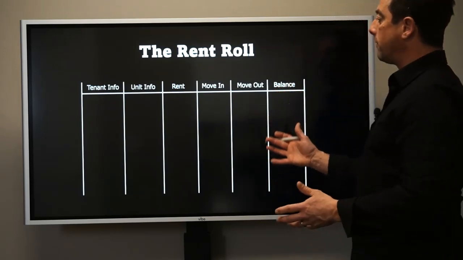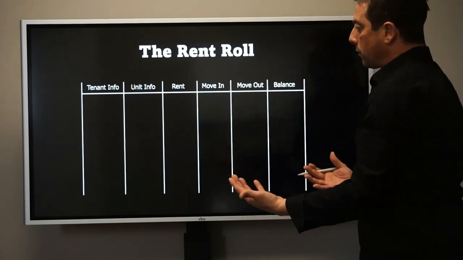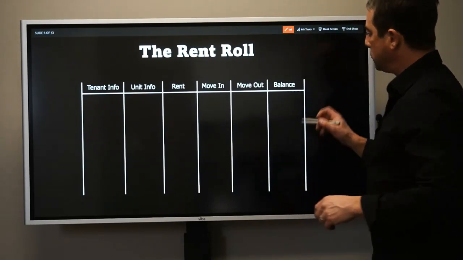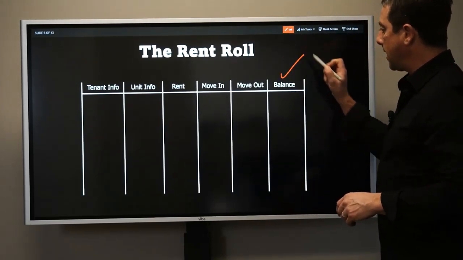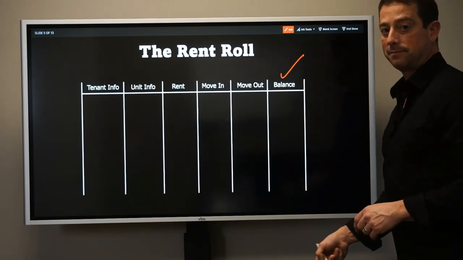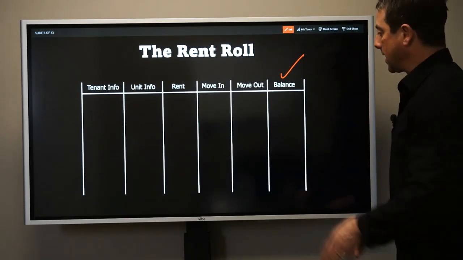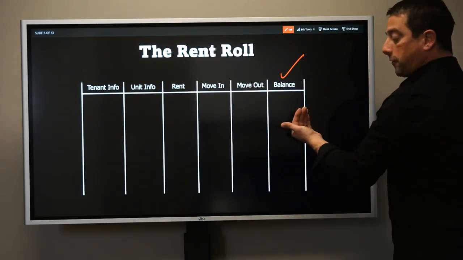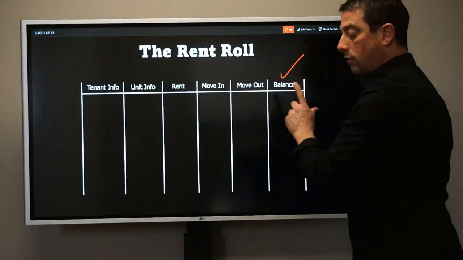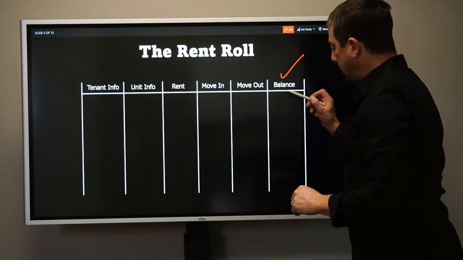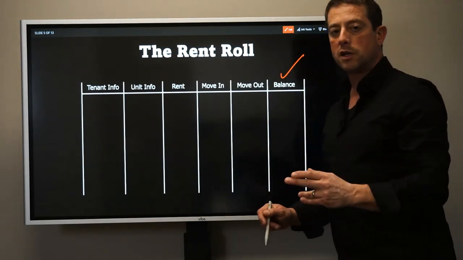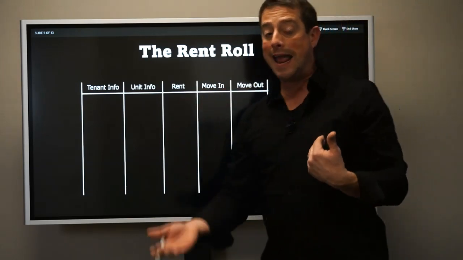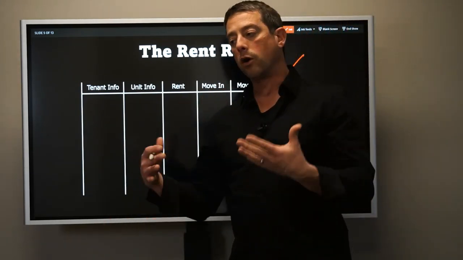Okay, so starting off, we get our rent roll. We open the rent roll. Number one thing that I want to do right out of the gate is to see, does the tenant balance column exist? Is it there or not? All right. The tenant balance column is almost always the furthest column to the right on a rent roll, number one. Number two, the tenant balance column shows us the balances that the tenants have, be they positive or negative balances, right? I want to know.